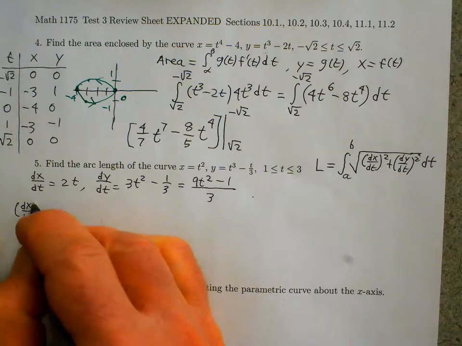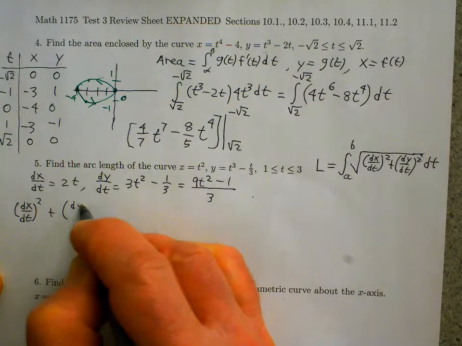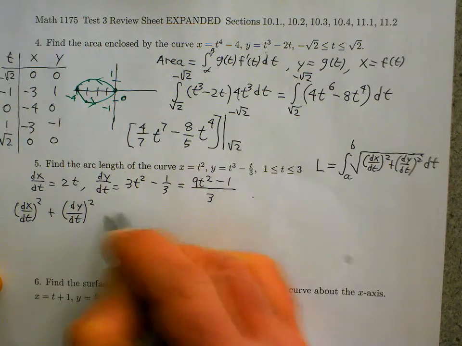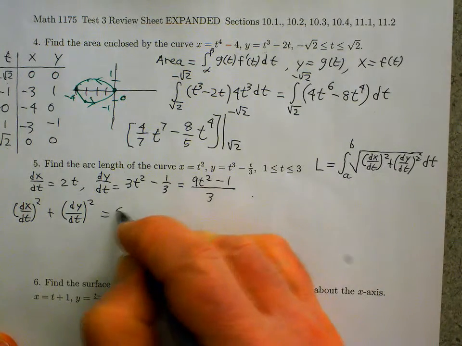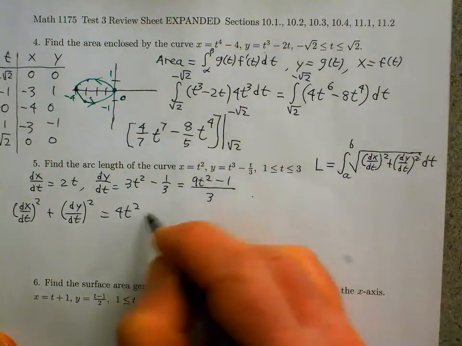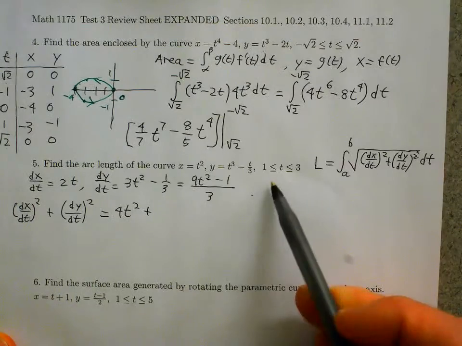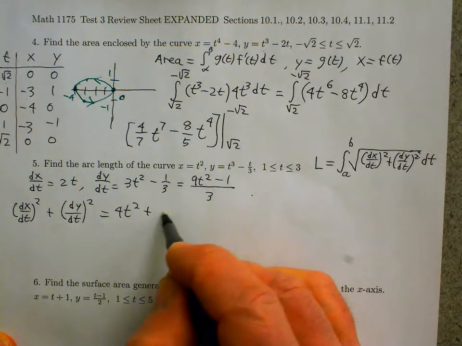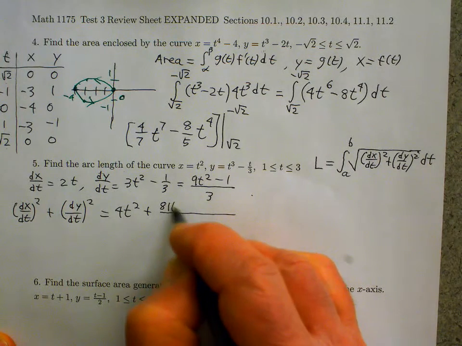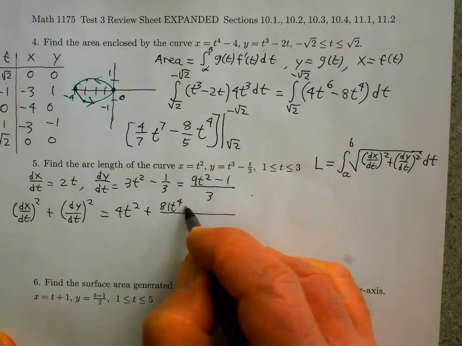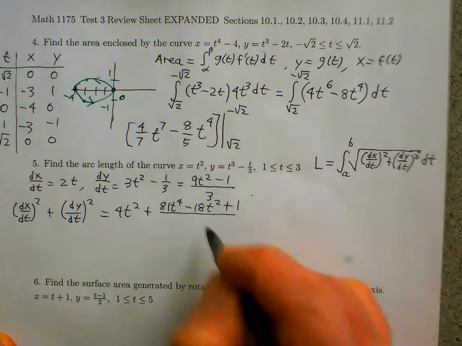dx dt squared, and then plus dy dt squared. We can do it all at once, maybe. When we square dx dt, we get 4t to the second. And then when we square 9t to the second minus 1 over 3, in the numerator, we'll get 81t to the fourth minus 18t to the second plus 1 over 9.